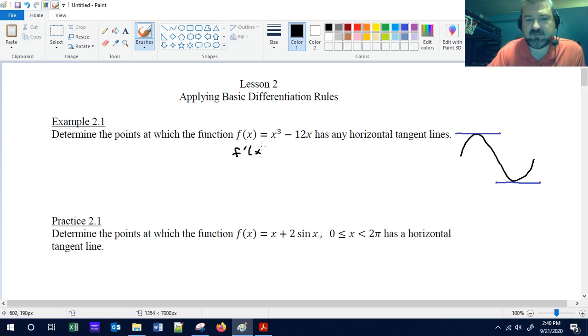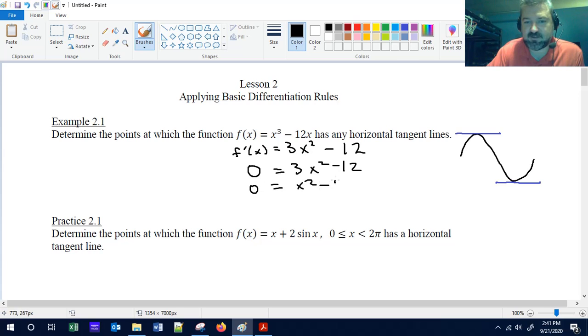So let's take the derivative. And I get 3x squared, when I bring down the exponent and subtract 1, minus 12. All right, now be careful here. Again, we're solving for when the derivative is equal to 0. We're not looking for the derivative at 0, okay? So set the derivative equal to 0 and solve. I'm going to divide everything by 3, and that's going to give me x squared minus 4. And I'll factor that as a difference of two squares, x minus 2, x plus 2. And so you can see that the values of x are x equals 2 and x equals negative 2.